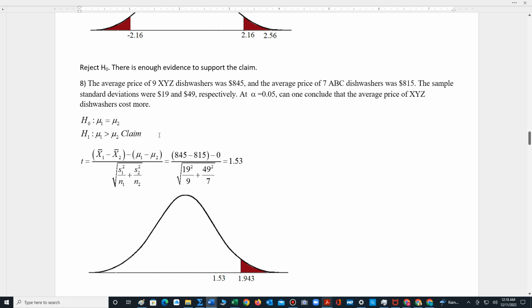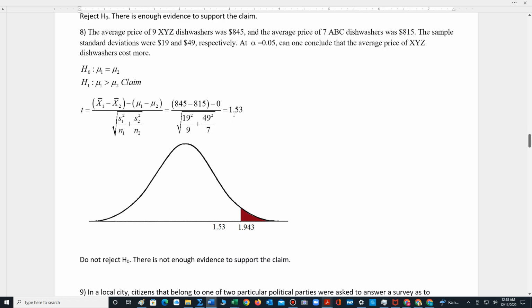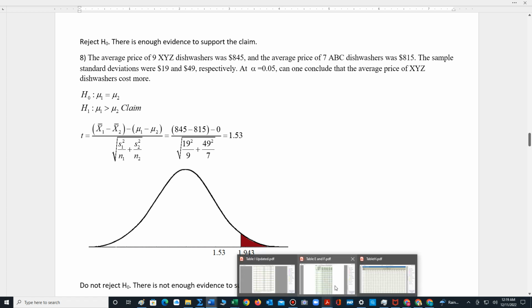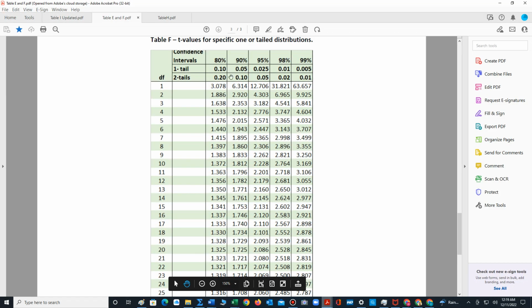We calculate the test point. We take 845 minus 815 minus 0 divided by the square root of each sample standard deviation squared divided by each sample size. The value for the test point computes to 1.53. We look up the critical value, so once again we pick the smaller of the two ends. We have 9 and we have 7, so we use 7. 7 minus 1 is 6, so that's our degrees of freedom. It's a right-tail test, alpha 0.05. We go down to degrees of freedom is 6. One tail, 0.05, go down to 6, 1.943.